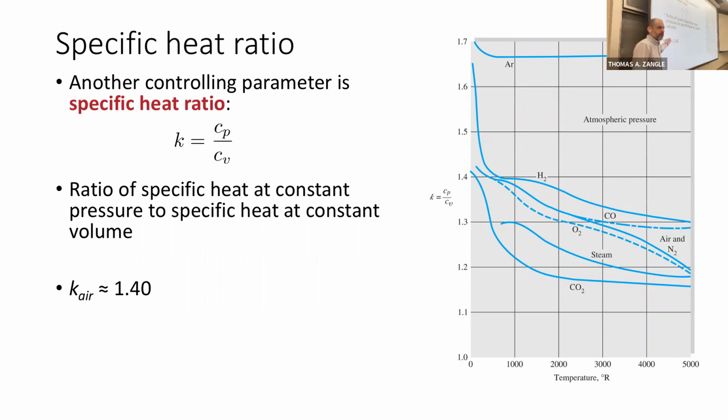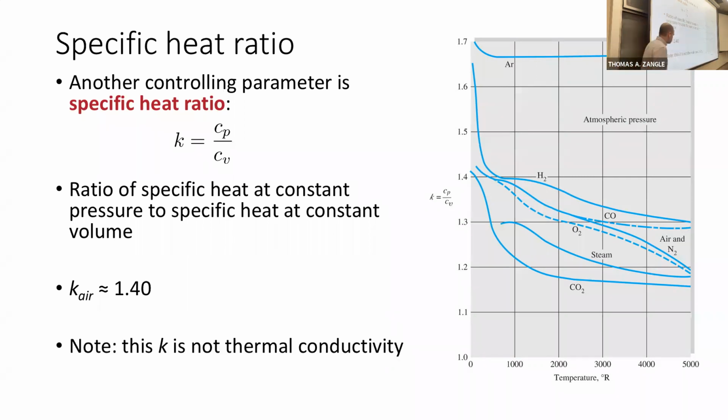We're going to see that we're going to end up with quite a few of our relationships in compressible flow involving this specific heat ratio. So knowing that specific heat ratio of air is 1.4 can be handy. And note, this K is not thermal conductivity. Okay, that's another case of variables running into each other. This K here is going to be specific heat ratio.